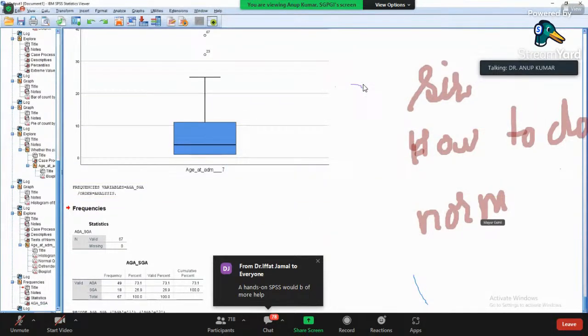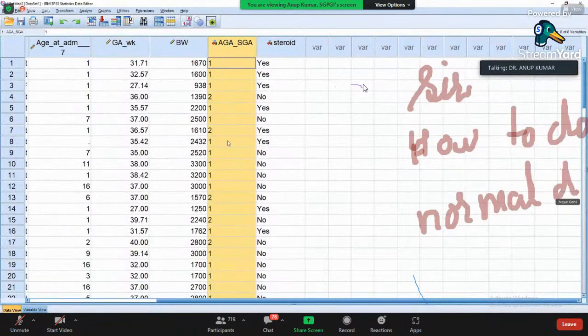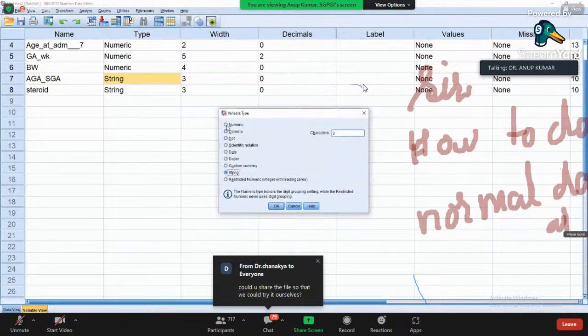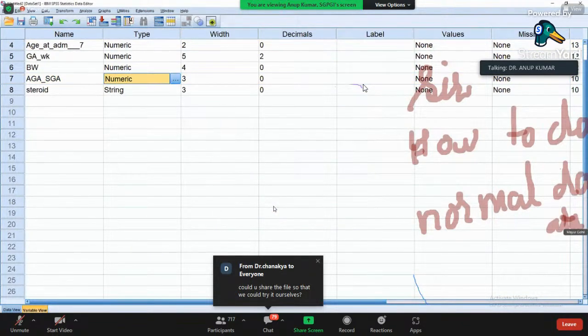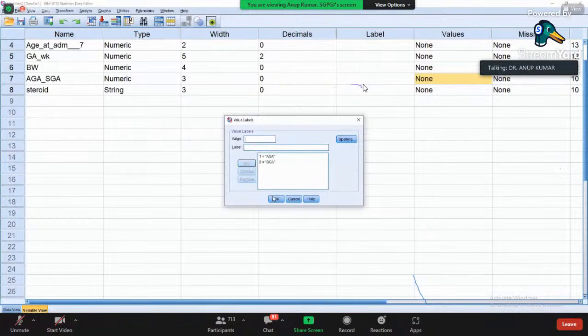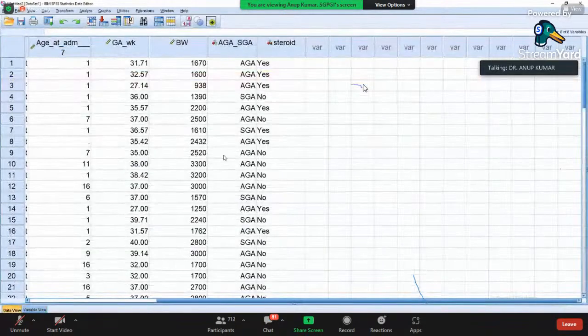Now what it will do, it will convert this AG and SGA into a numeric variable. After this only, remember, I can convert this into numeric. Then in the label, I will go here in the values, I will put 1 and write AGA, add, and 2, I will write SGA, add, and click OK. So you can see now it is AGA and SGA again, and this is numeric nominal data, we can say.